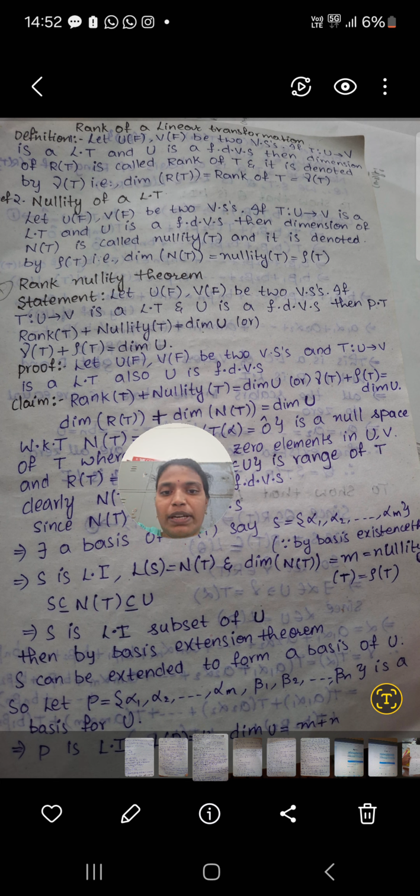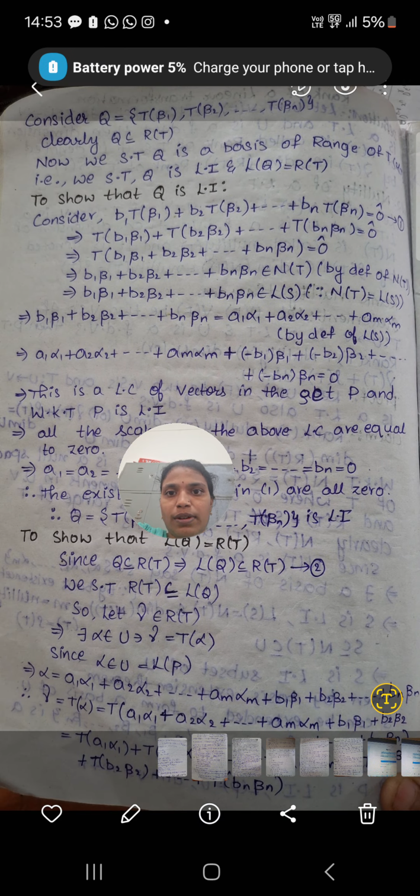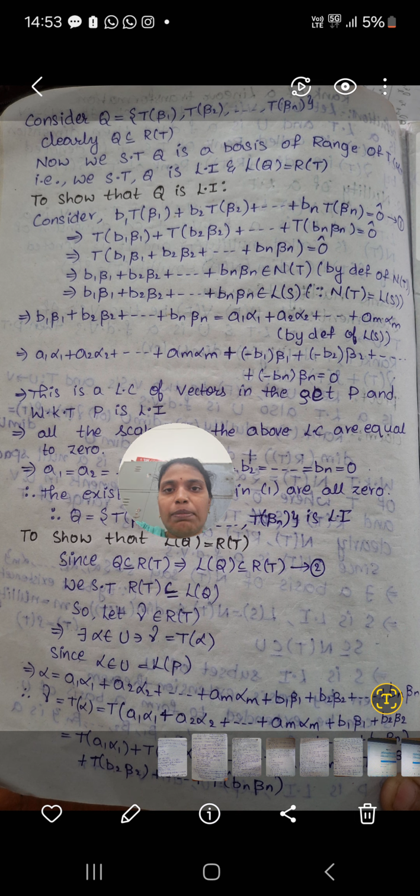P is linearly independent because P is an extended basis. Basis conditions: P is linearly independent and L of P is equal to U. So dimension of U is equal to the number of elements in P, which is m plus n. Next, consider Q. Q is equal to T beta 1, T beta 2 and so on T beta n. Clearly Q is a subset of R of T.